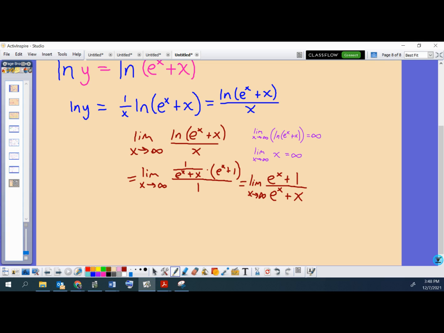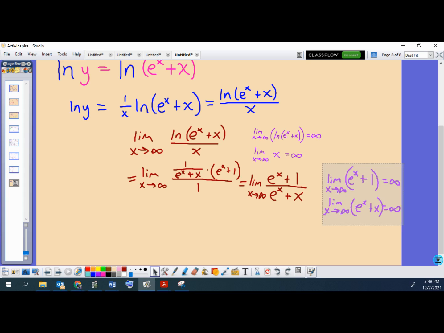It's not correct to take the limit out of there because we haven't evaluated the limit yet. And again, we still have an infinity over infinity scenario, right? So we're going to go ahead and do L'Hopital's rule again. The limit of e to the x plus 1 as x goes to infinity is infinity. The limit as x goes to infinity of e to the x plus x is also infinity, which means we can use L'Hopital's rule again.